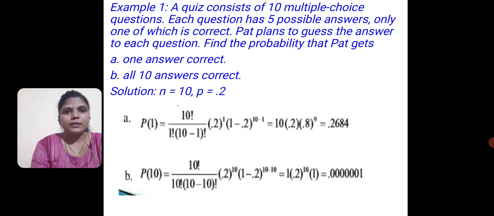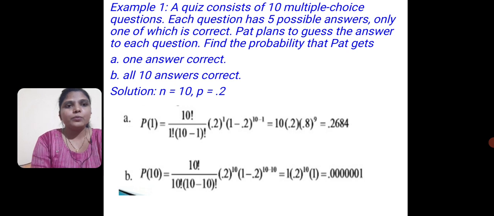Then here is the solution, where n is equal to 10 and the probability given is 0.2. Then according to the binomial distribution formula, the probability of getting one answer correct is 0.2684 and the probability of getting all 10 answers correct is 0.00001.